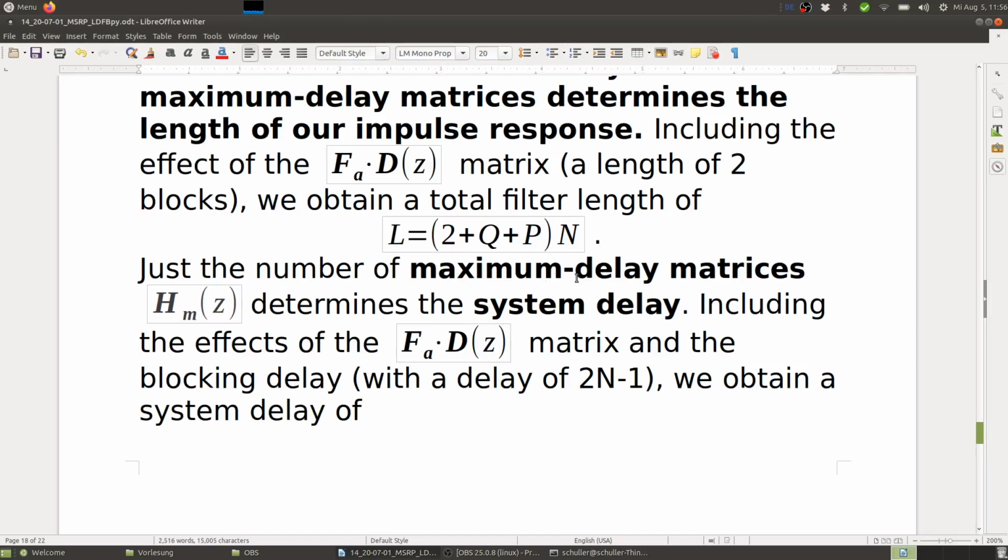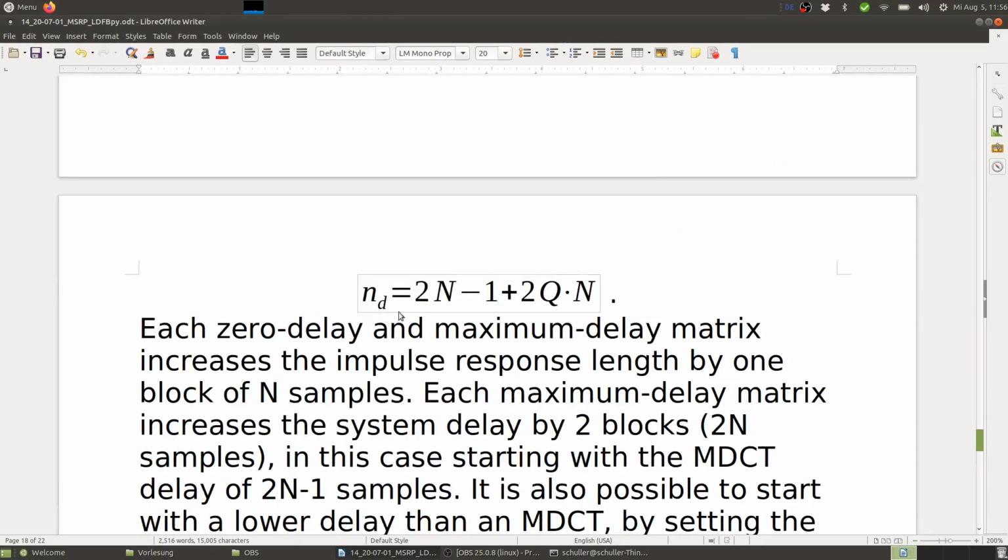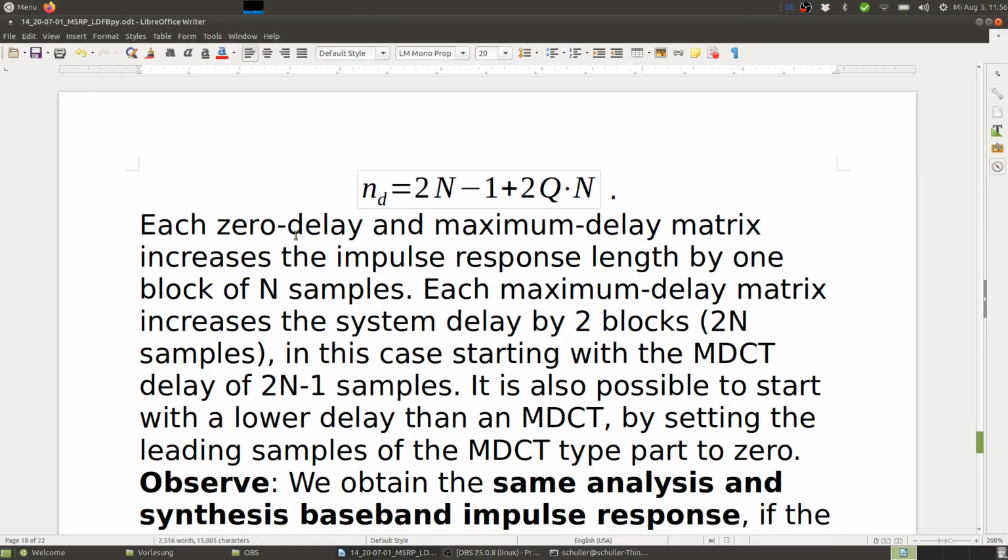And just the number of maximum delay matrices, HM of Z, determines the system delay, including the effects of the FA times D of Z matrix and the blocking delay, which results in a delay of 2N minus 1. We obtain a system delay of N_d equals 2N minus 1 from the beginning, and then plus 2QN. Right? This comes from the maximum delay matrices. So each zero delay and maximum delay matrix increases the impulse response length by one block of N samples. Each maximum delay matrix increases the system delay by 2 blocks, 2N samples.